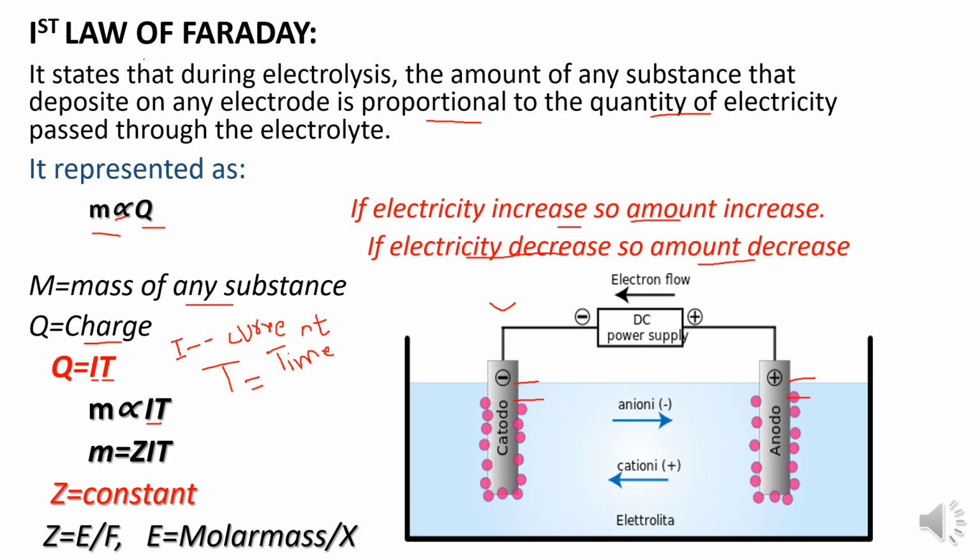Okay, now when we remove the directly proportional sign we use a constant, and the constant of the first law of Faraday is Z. Now the equation becomes M is equal to ZIT. Again I am repeating, Z is a constant. We all know that Z is equal to E divided by F. E means molar mass, divided by X.